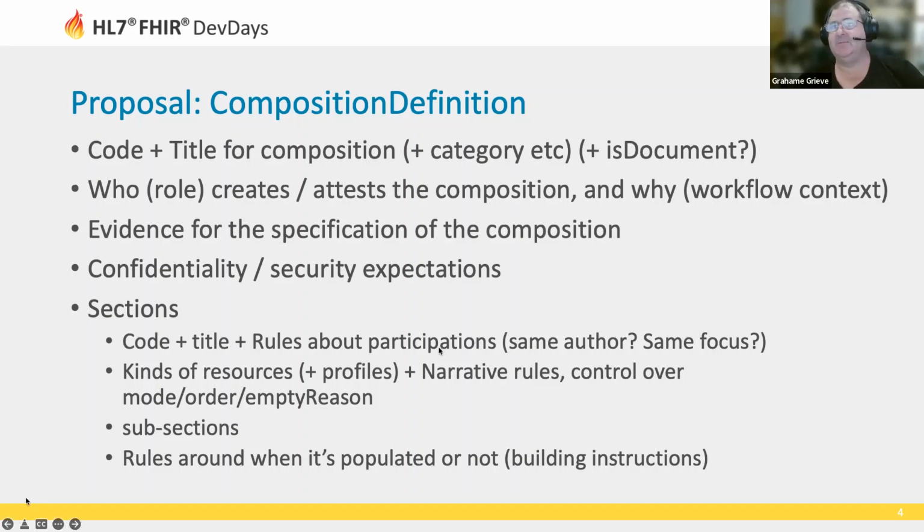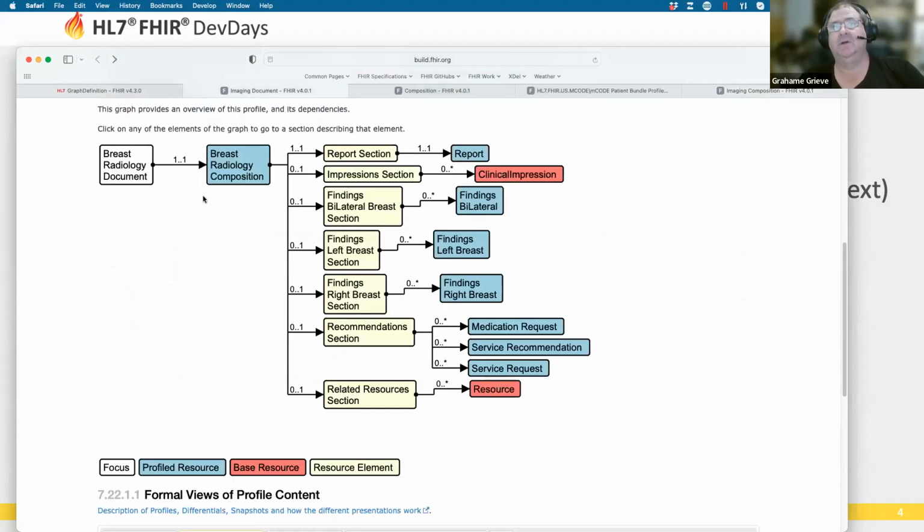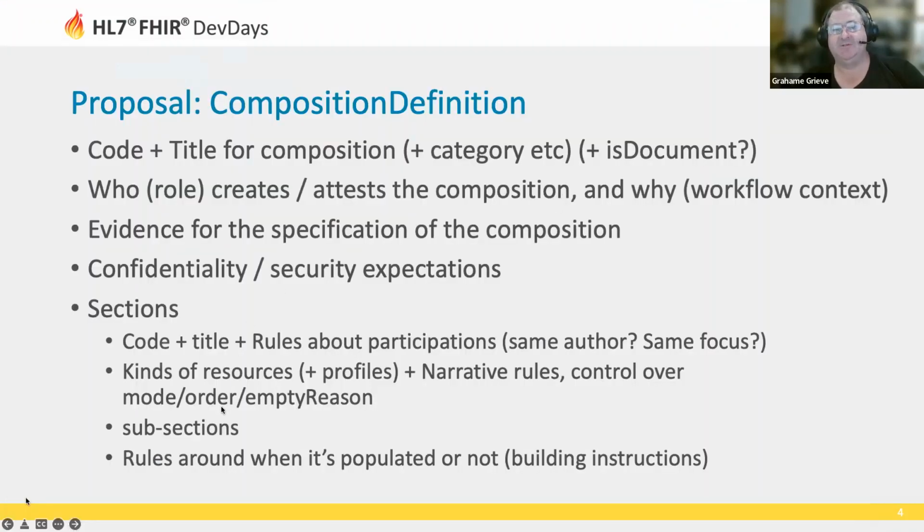Do they have to be the same author, the same focus? What kind of resources go in them? I showed you this, and actually that's what you're building, right? What are the sections? What are the findings in the resources in the sections? What subsections are there? And what rules do you have around whether the content is populated and how much of the content is populated?